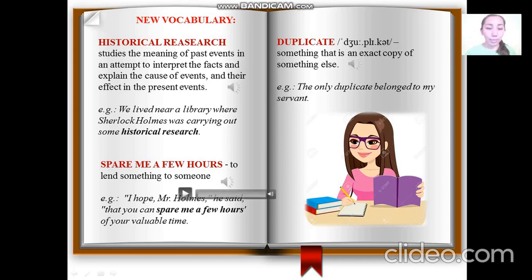Next one is spare me a few hours. It means to lend something to someone. Exactly here, to lend your time. Okay. Next word is duplicate. Duplicate is something that is an exact copy of something else.